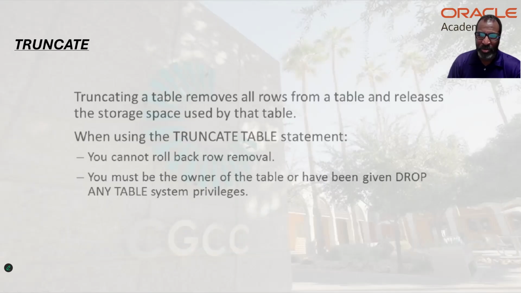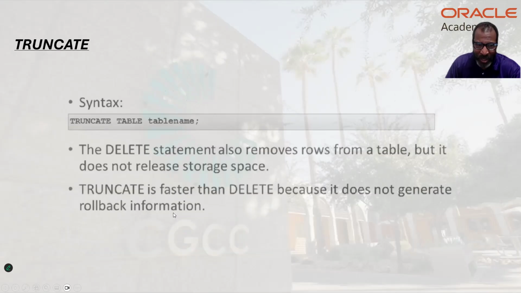Truncate. Truncating a table removes all rows from the table. It clears all the data, but it doesn't delete the table. That's the difference between drop and truncate. When using truncate, you cannot roll back, basically you can't recover. The syntax is TRUNCATE TABLE table_name.